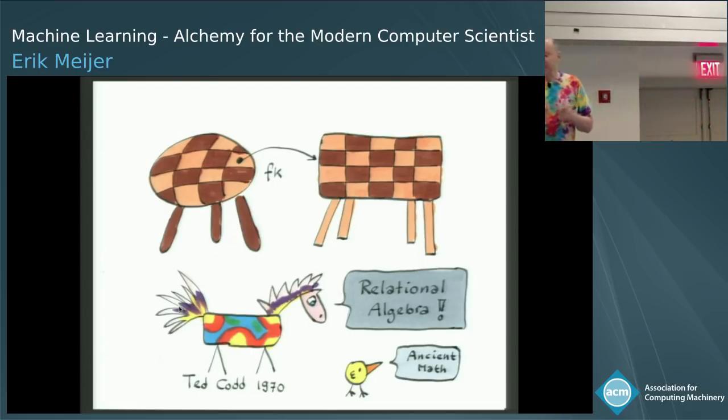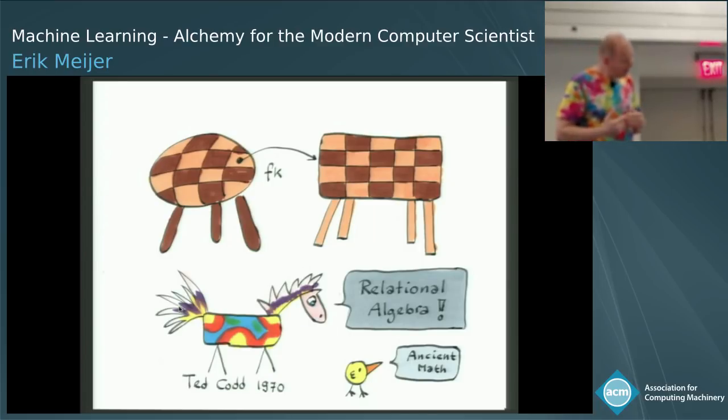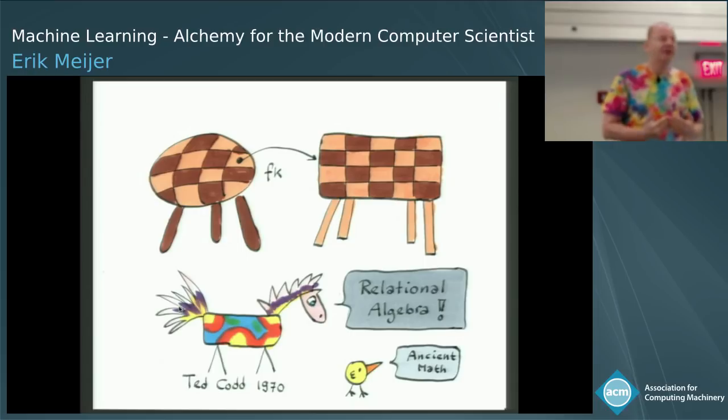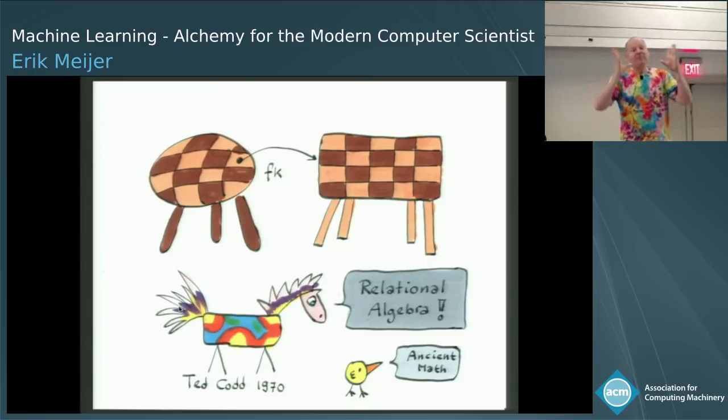And because of this simple mathematics, relational databases are extremely effective, right? You can really write a high-level query, and you can use the algebraic properties of the underlying relational algebra to optimize your code and make it faster.